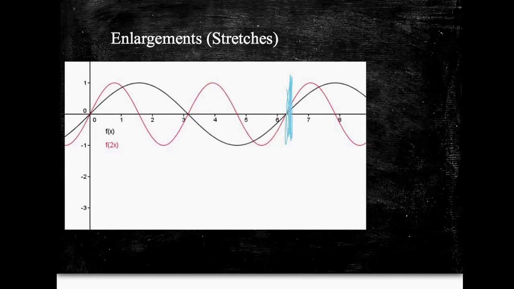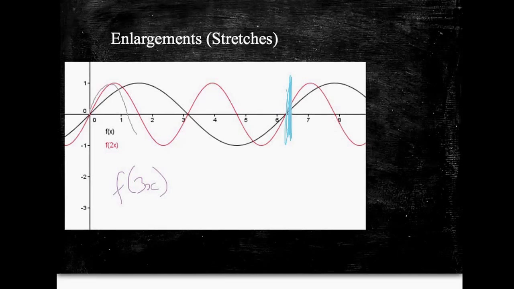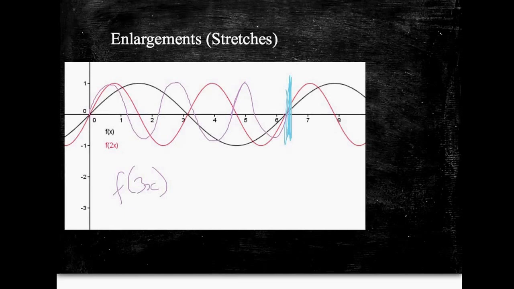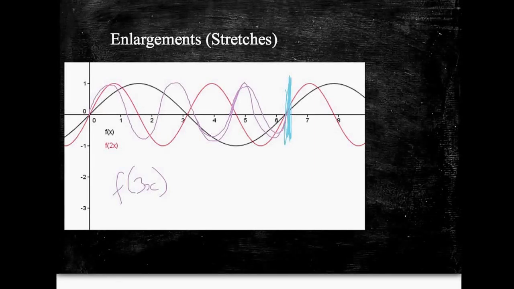And if this was f of 3x, it would actually have 3 cycles going up and down. So up, down, up and down, up and down, in the same way as before. So we'd have 1, 2, 3. Very rough sketch, but you get the idea. Something like this. So you get however many cycles in that period.